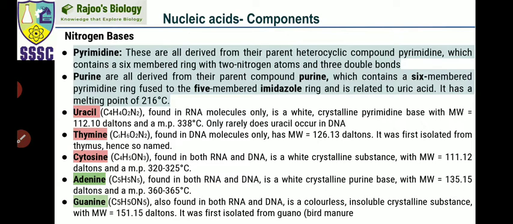And adenine and guanine, C5H5N5 and C5H5ON5, both are found in DNA and RNA. Both are white crystalline purine bases. The molecular weight for adenine is 135.15 daltons and for guanine 151.15 daltons. Guanine was isolated from guano, bird manure, which is why it is named guanine. And thymine was obtained from the thymus, which is why it is known as thymine.